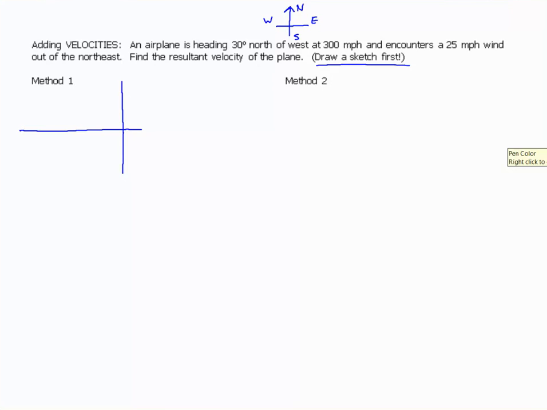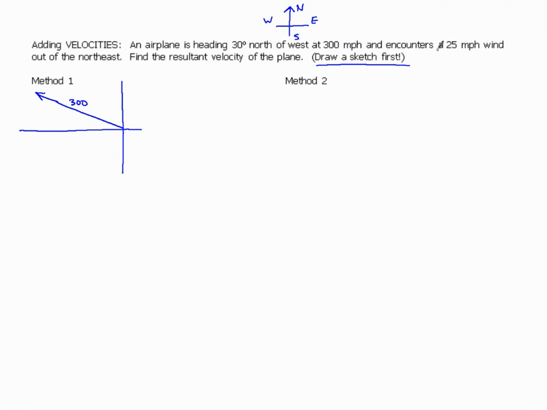All right, the first vector that we get is an airplane heading 30 degrees north of west. So 30 degrees north of west, so here's west, this would be going north of west. So this angle here is about 30 degrees, and it's going at 300 miles per hour. So here's 300. For now, I'm going to leave out the angles to keep this picture simple. We're going to draw a few more pictures as we go through this problem.